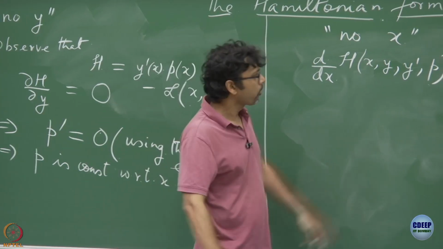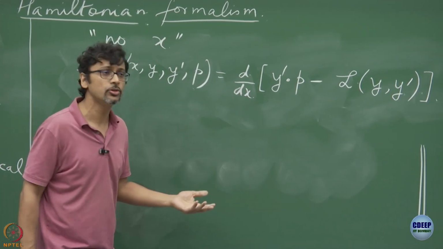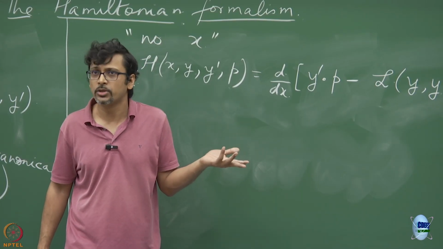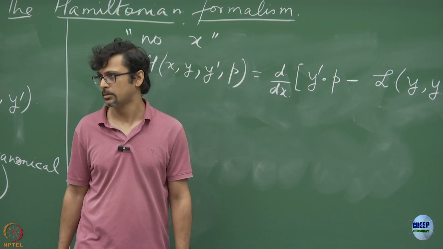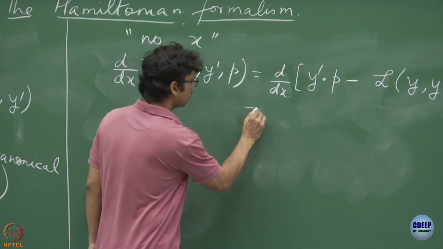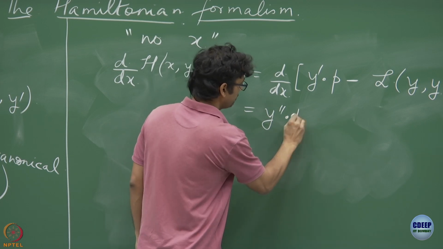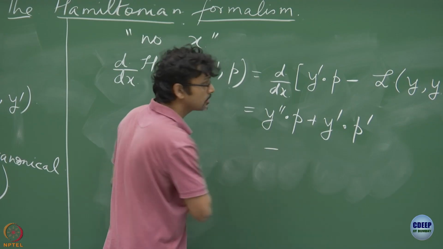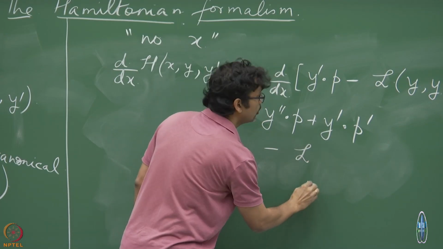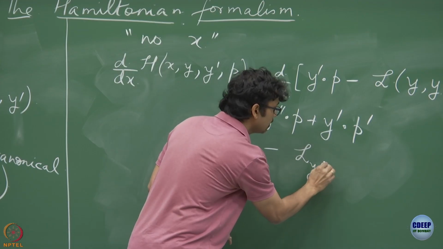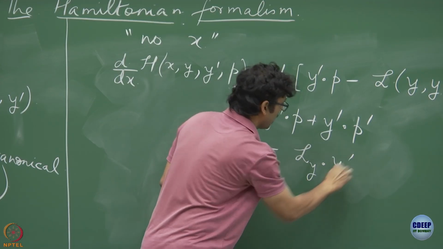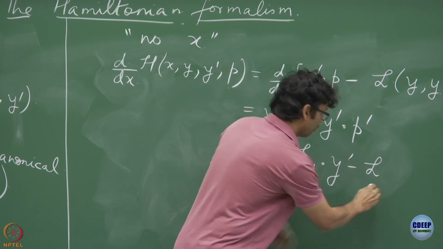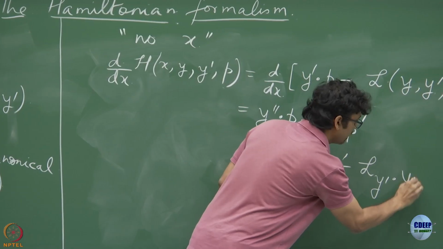Right? So what happens now? The chain rule, apply the chain rule here. You know this is an extremal candidate, so y double prime, the existence thereof, is not under question anymore, like we have established some time back. So this is what? y double prime dot p plus y prime dot p prime minus partial of L with respect to y times y prime minus partial of L with respect to y prime times y double prime.